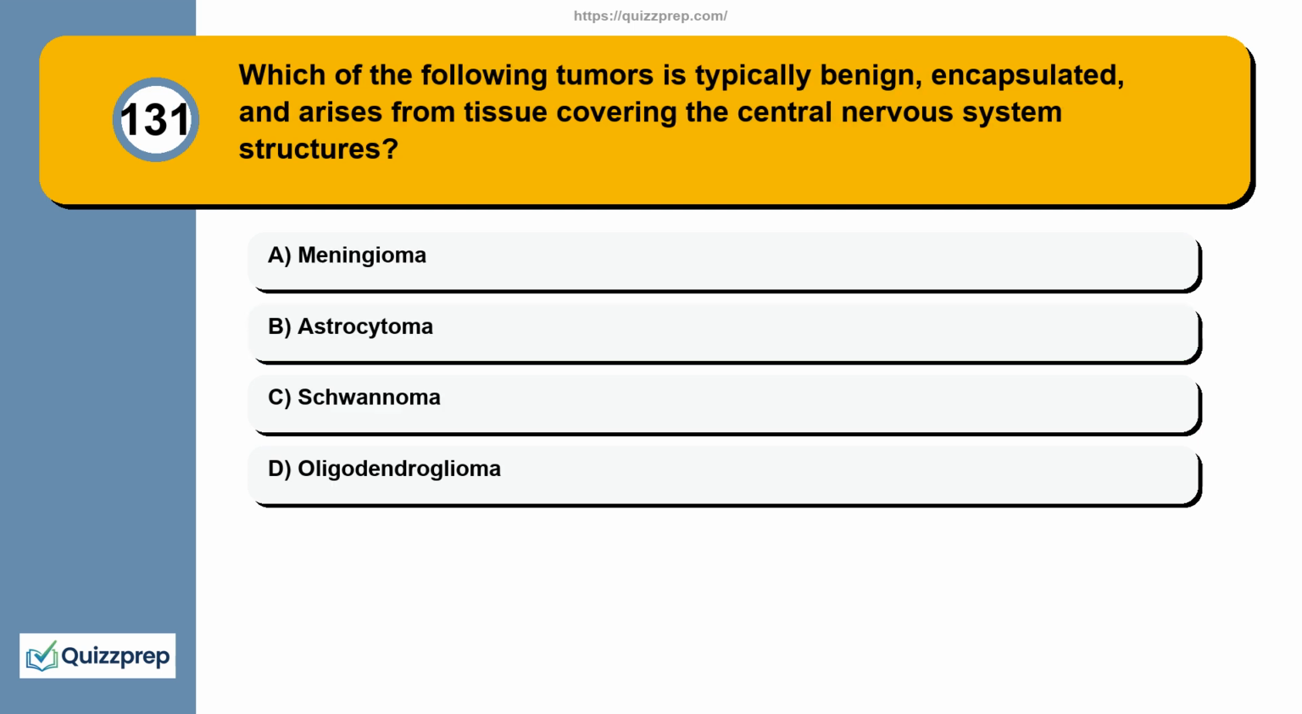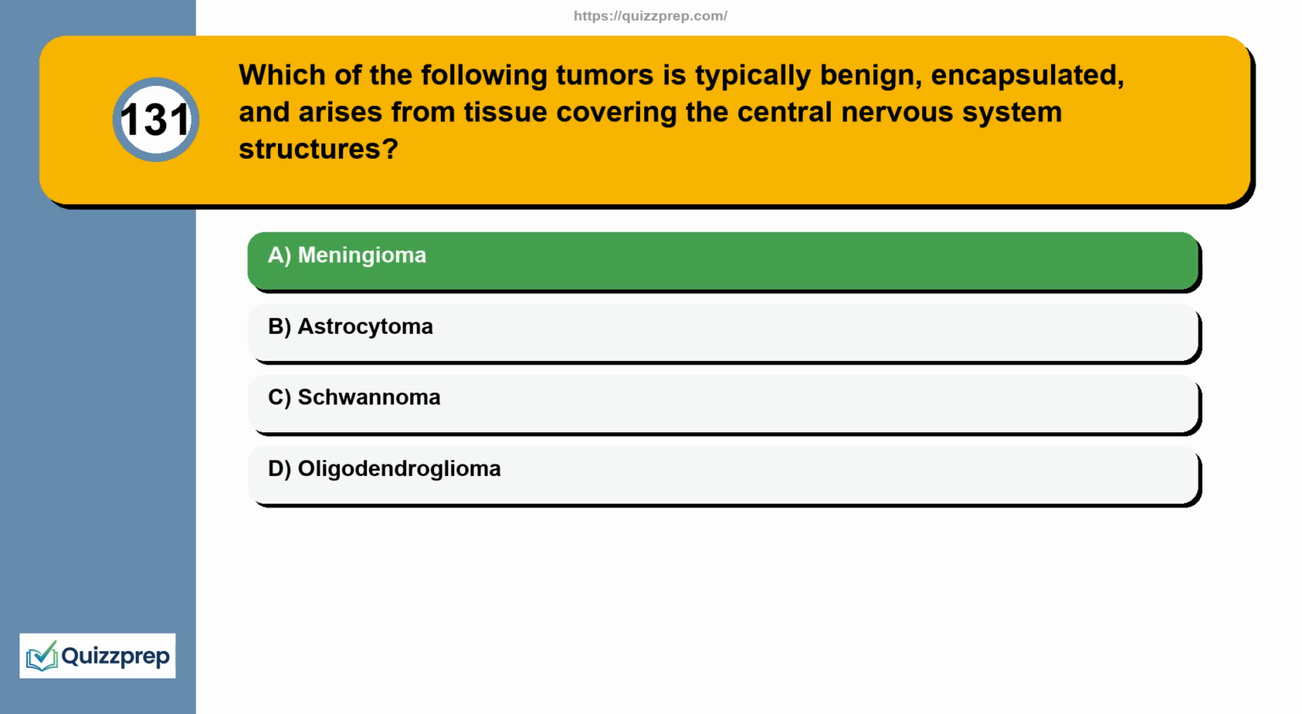Question 131. Which of the following tumors is typically benign, encapsulated, and arises from tissue covering the central nervous system structures? Option A, meningioma. Option B, astrocytoma. Option C, schwannoma. Option D, oligodendroglioma. The correct answer is option A, meningioma.